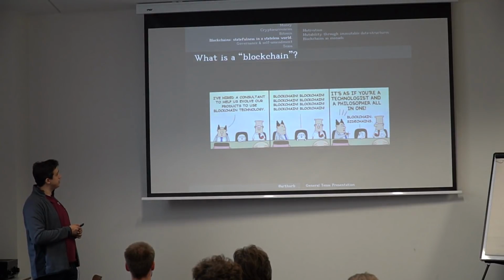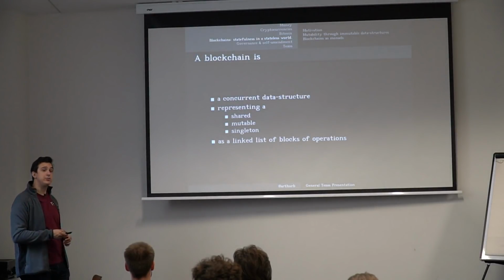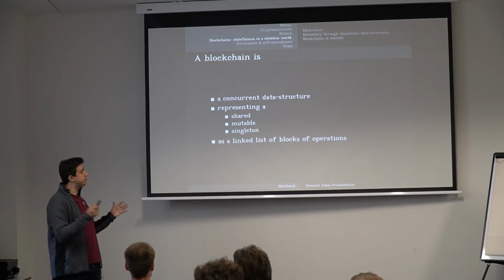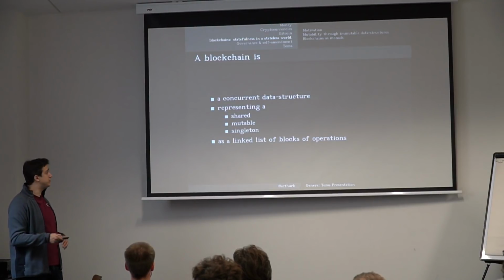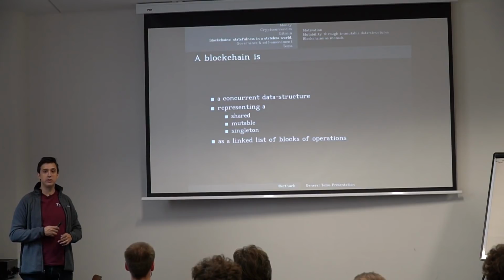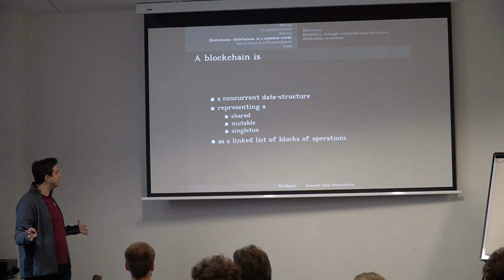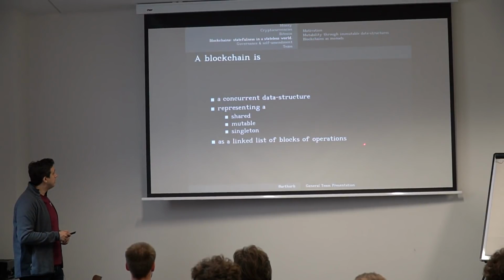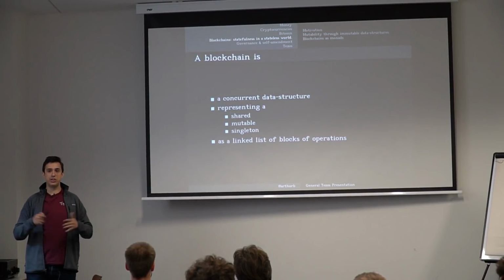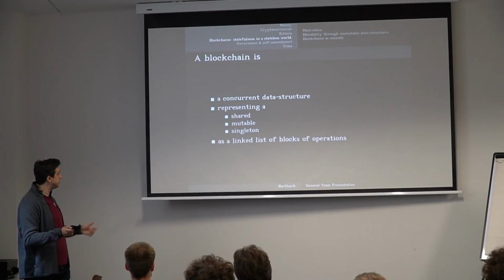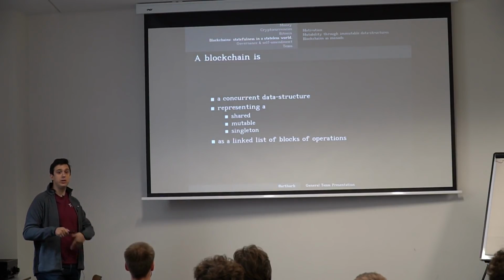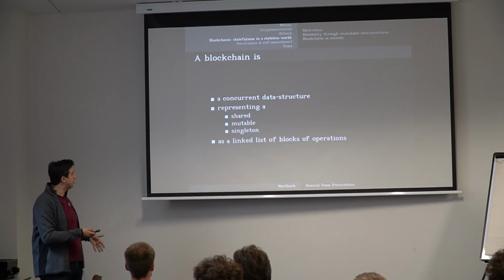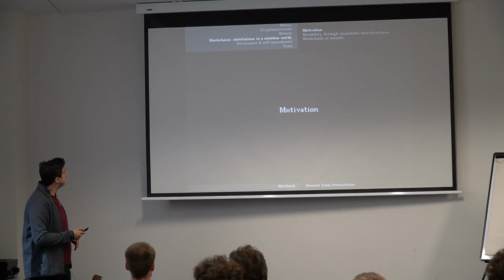So, what is a blockchain? It's a concurrent data structure. It's a data structure that many people can access at the same time. And it represents a shared, mutable singleton. Singleton because you only want one value of it. You don't want to have many possible blockchains at one time. You want to know which one is the right one. You want this value to be mutable. You want to be able to change your ledger and the set of balances. And you want it to be shared. And the way you're going to represent that is as a linked list of blocks of operations. So like I said, in Bitcoin, you're going to have a block, and the block is going to point towards a previous block.